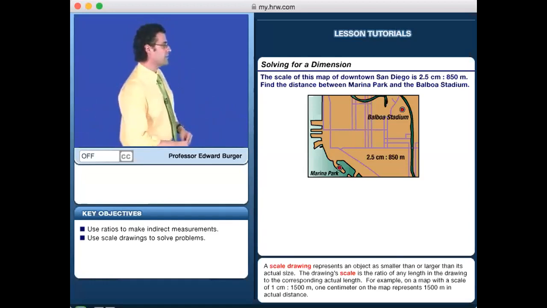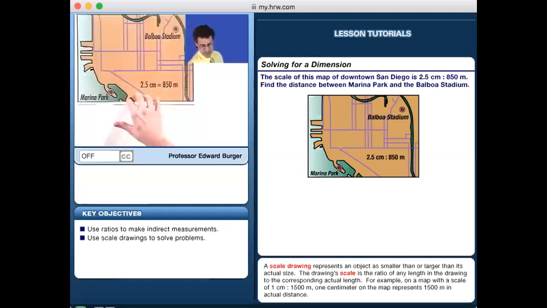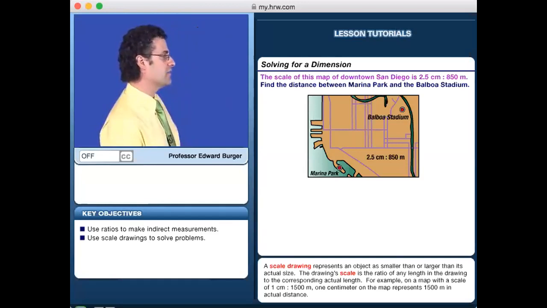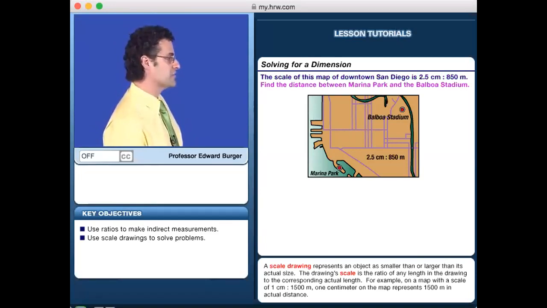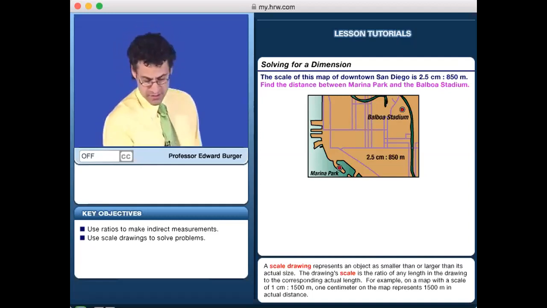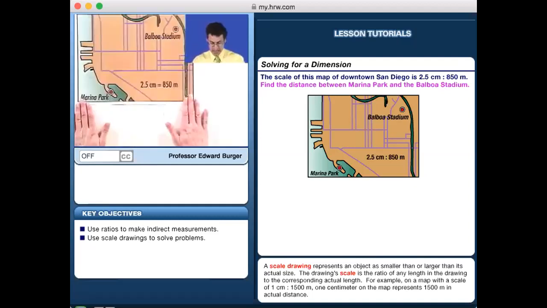So the scale of this particular map, so here we have a map, you can see California, and we've got Balboa Stadium, and we've got Marina Park. And so what are we told? We're told that the scale of this map of downtown San Diego is 2.5 centimeters to 850 meters. And our mission is to find the distance between Marina Park and Balboa Stadium. Okay, so let's take a look at this and see if we can figure this out just looking at this map. All right, well, what we want to do is we want to measure the distance from this point to that point on the map in centimeters.